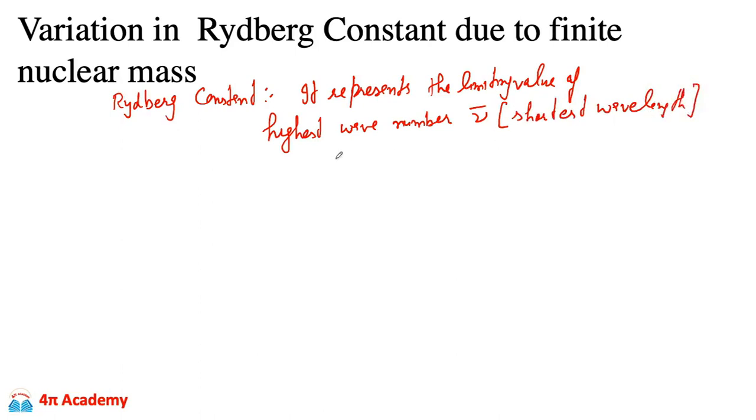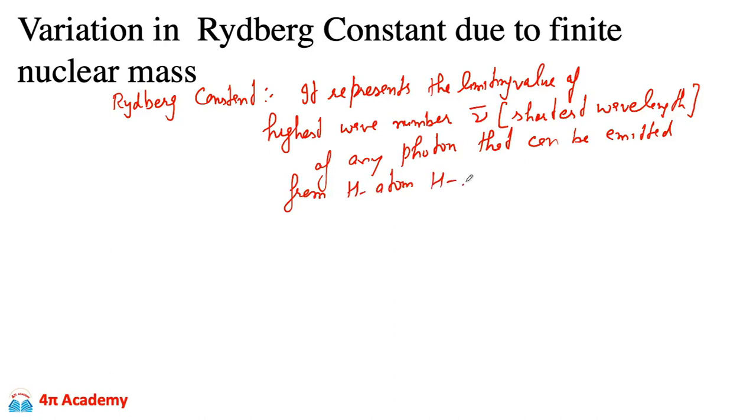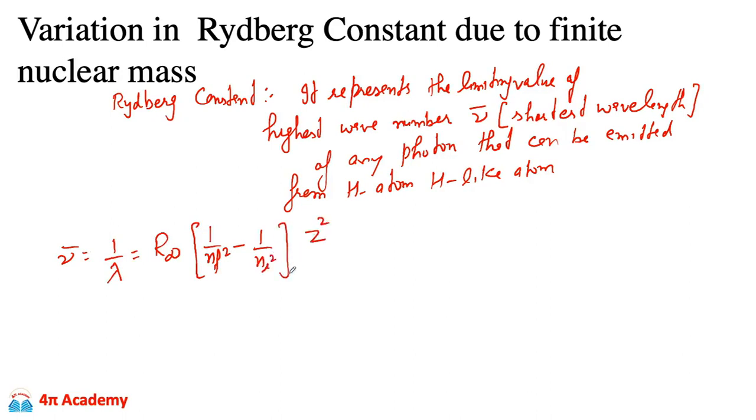That we have already discussed in the series limit of any photon that can be emitted from a hydrogen atom or hydrogen-like atoms. We generally derive the wave number, the inverse of wavelength, whose value is R infinity times 1 over nf square minus 1 over ni square, and it is also dependent upon the atomic number of the atom.